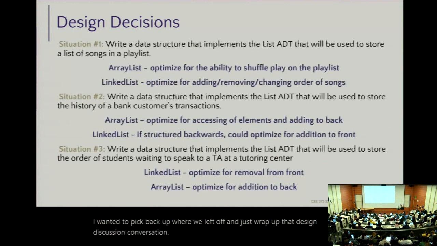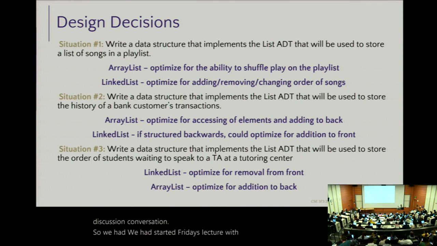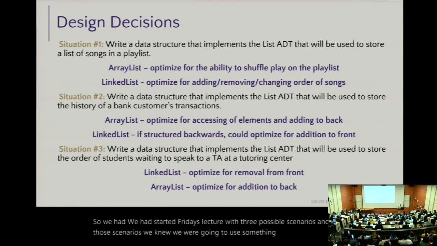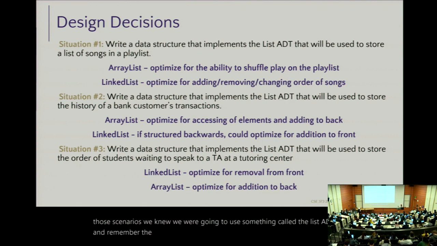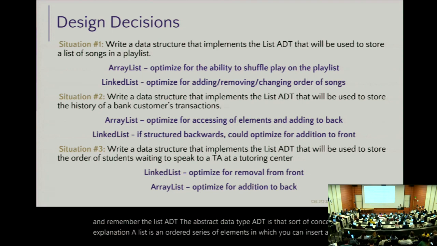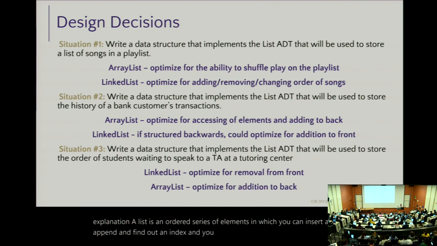So we had started Friday's lecture with 3 possible scenarios. And in those scenarios, we knew we were going to use something called the list ADT. And remember, the list ADT, the abstract data type, is that sort of conceptual explanation. A list is an ordered series of elements in which you can insert and append and find at an index. And you could implement that with either an array or a series of nodes.